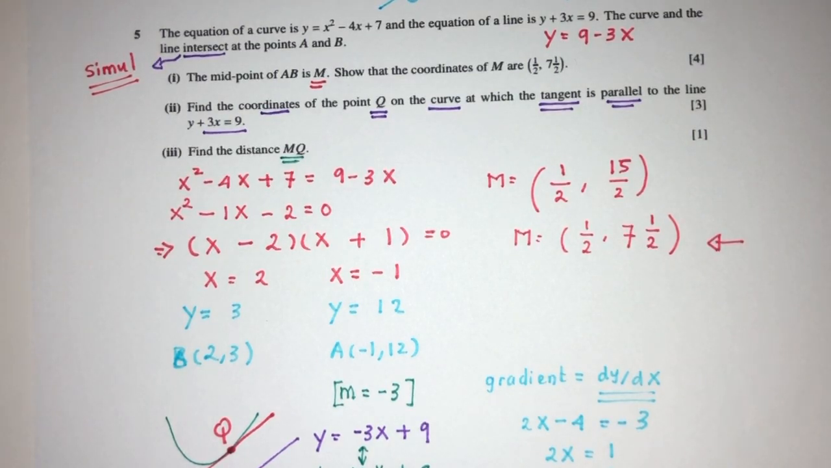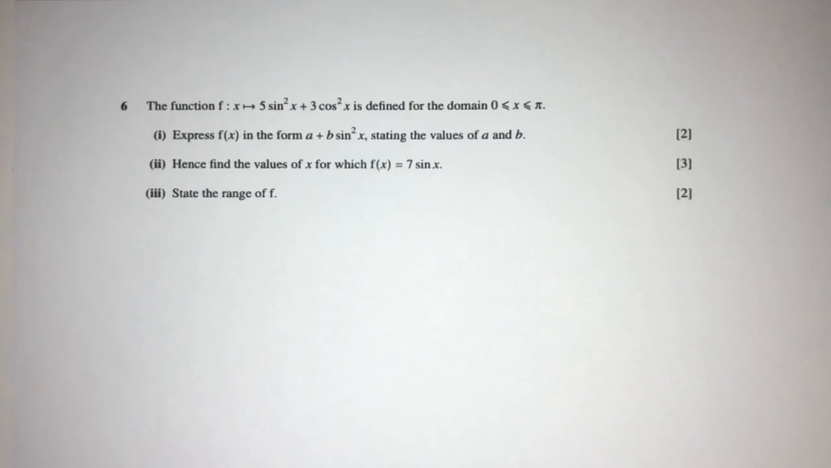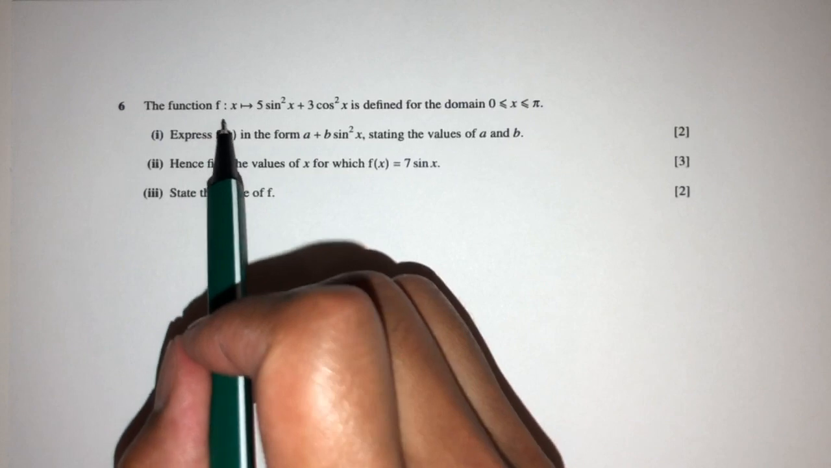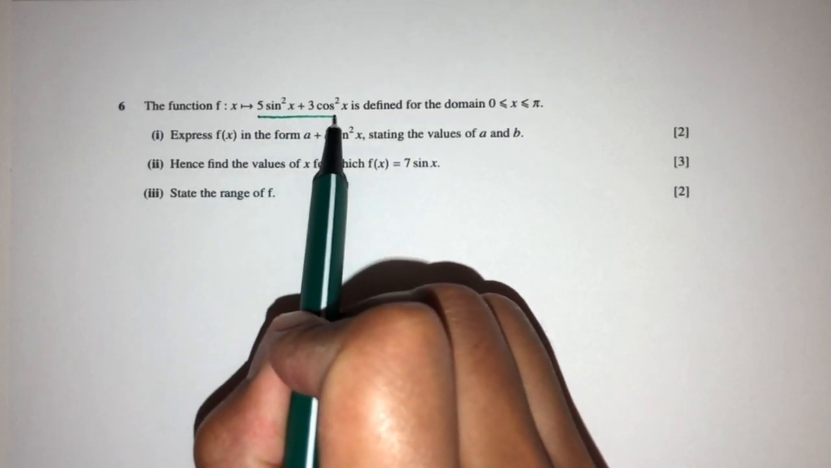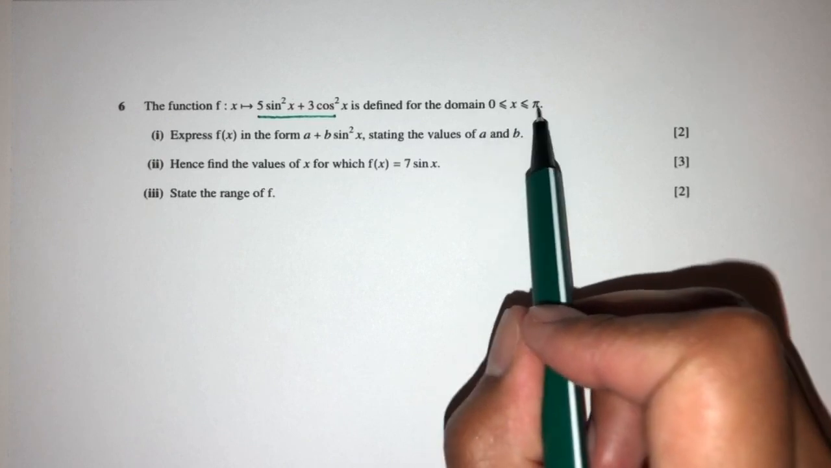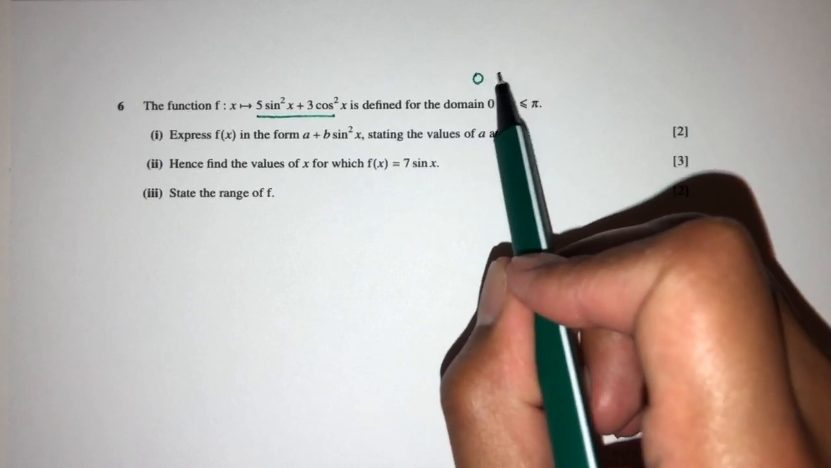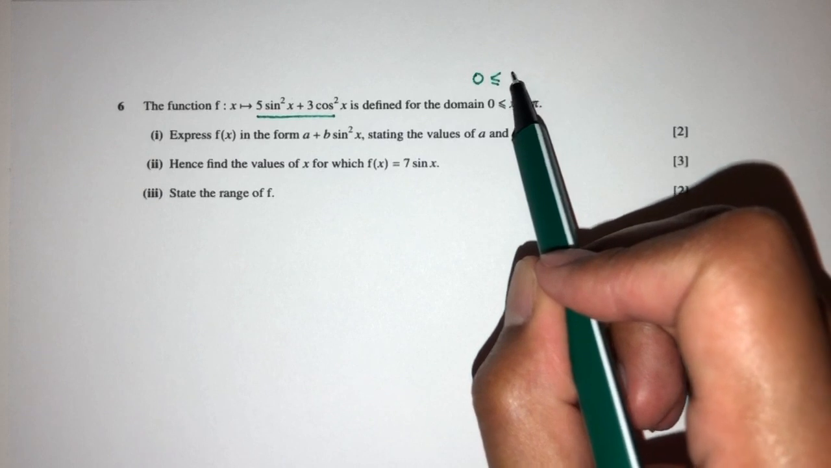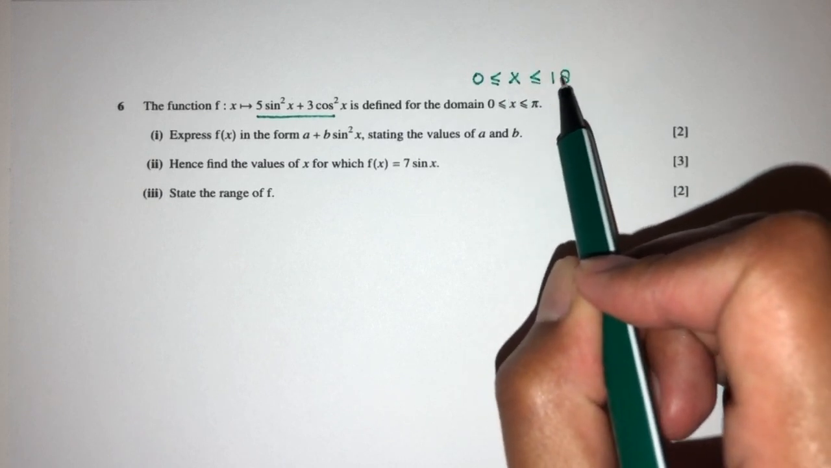I think solving simultaneous equations and also a bit of differentiation in this case. Now here we have a function question. So f of x is given to you by this, with trigonometry as well. It is defined for the domain of x between 0 and pi, which means the x values we can take are only between 0 and 180 degrees.